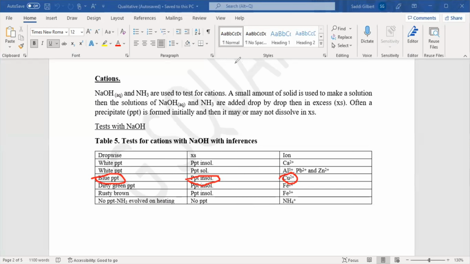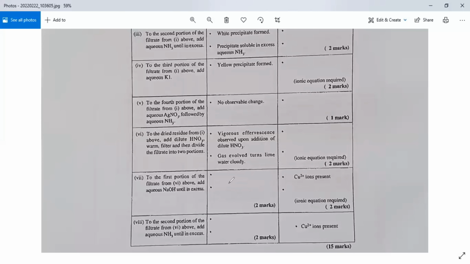Okay. So since we have copper 2+ ions present, then we would see over here a blue PPT. Notice PPT is acceptable. Then when you add excess, PPT insoluble, PPT insol for short. Now over here, you need to write an ionic equation. Remember, I just showed you how to get the equation for any reaction with sodium hydroxide for the metal.